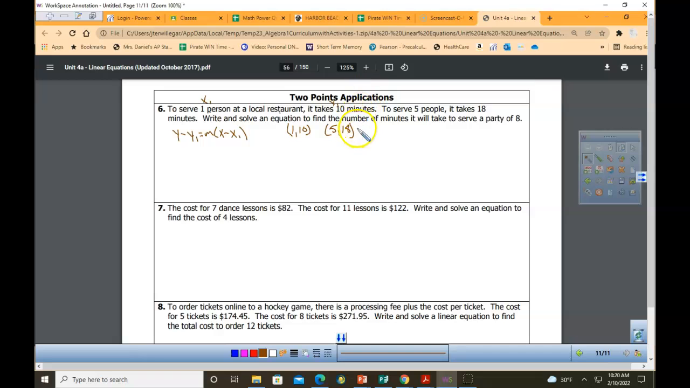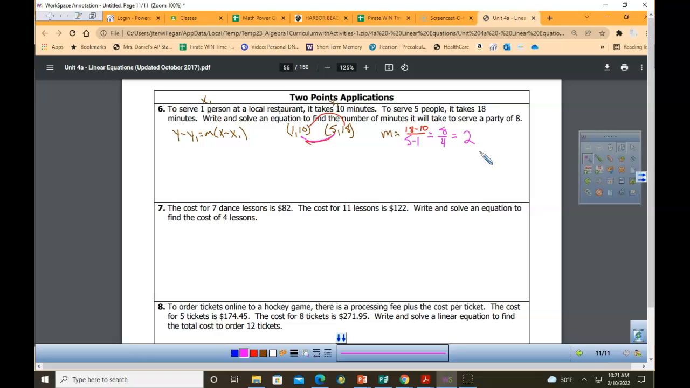So first thing we have to do on these is find the slope. I need to find out what my rate of change is. I don't have a per in here, so I got to find the per. So to find slope, we do our change in y over my change in x. That didn't change, by the way. 5 minus 1. If I do this, I get 8 over 4, so it's 2. That means for every person, it takes 2 more minutes to serve them. Okay, so every person's 2 more minutes.